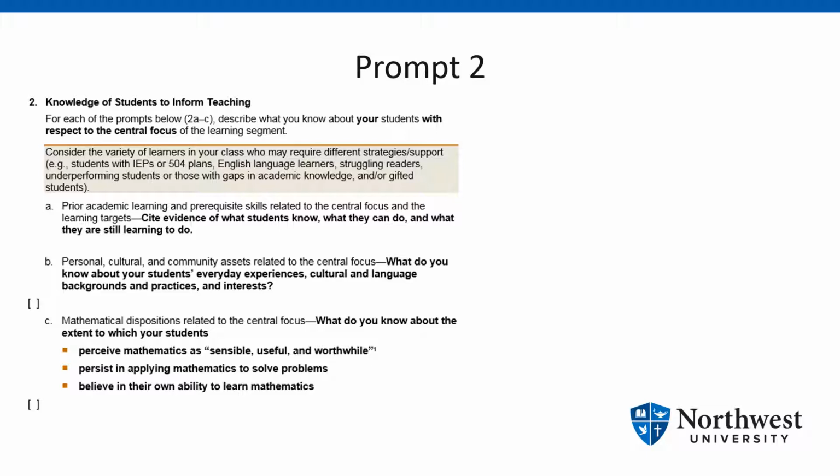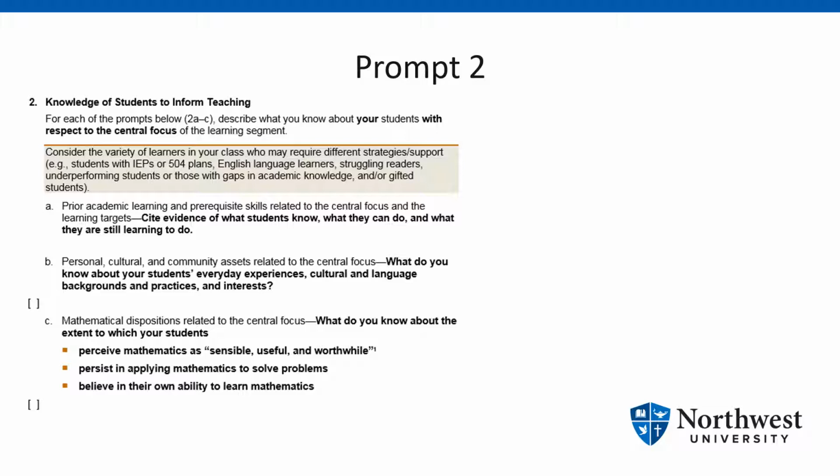And then it says in that highlighted section, consider the variety of learners. So when you're doing this reflection, you have to address not just the bulk of the class, but if you have students that you identified in your context for learning as needing IEPs or 504s or having differentiated needs, what do they already know about it? Notice you're not talking about how you're going to differentiate yet. You're simply talking about what they already know.